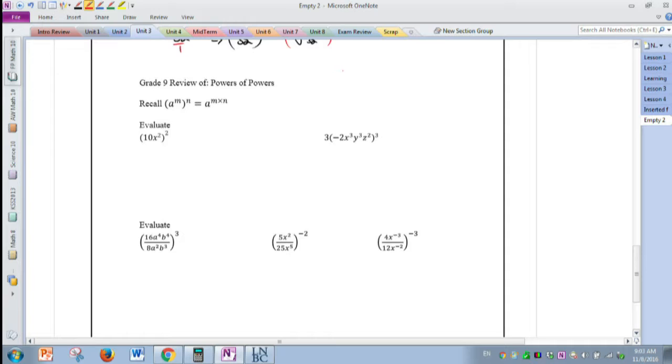This is where students get really confused. If I had a to the power of 2 times a to the power of 3, what would I do with those? Well, I would add my exponents. I would get a to the 2 plus 3, which is a to the 5. So how is this different than this? What makes those two things different?